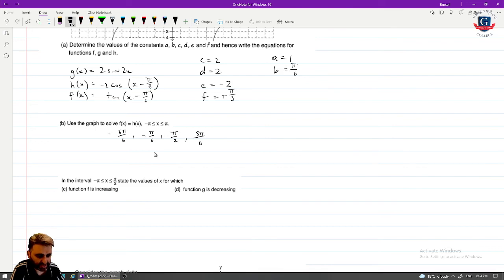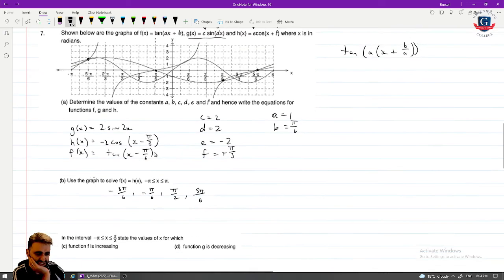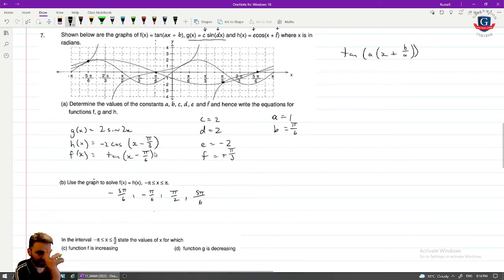In that interval, state the values of x for which the function f is increasing. So the function f is the tan curve. The only time the function is not increasing is at negative 2 pi on 3 and negative pi on 3, the asymptotes, because it's increasing and still increasing. Oh, you can see the graph is decreasing here and increasing there, I suppose.